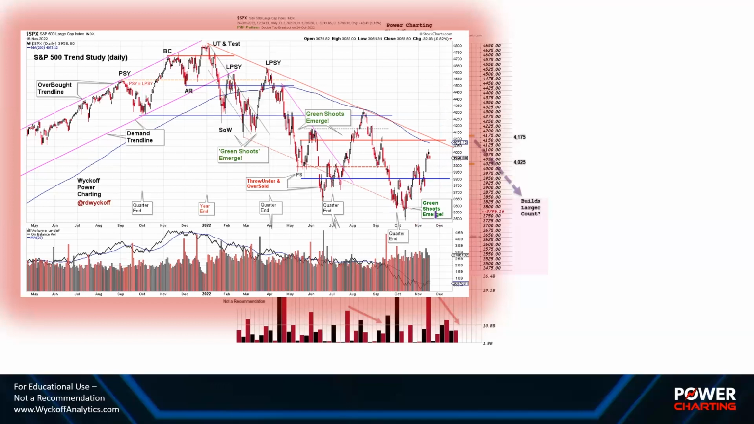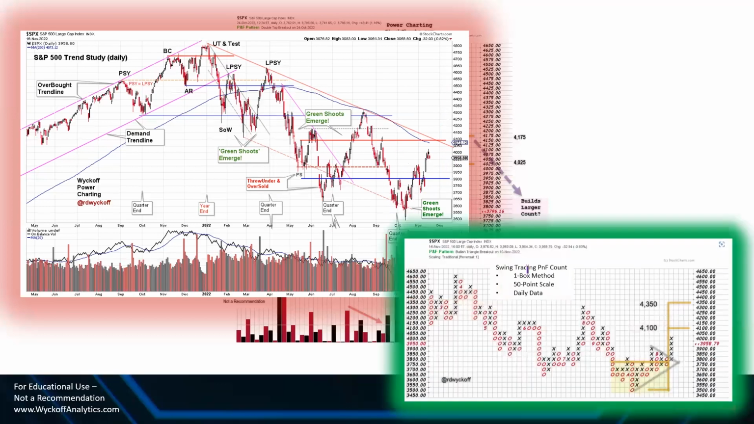And here we have a note about green shoots emerge. We just looked at those. Let's take a look at the point and figure chart. Here is an updated swing trading point and figure, one box reversal. This count is larger than the one we just looked at.